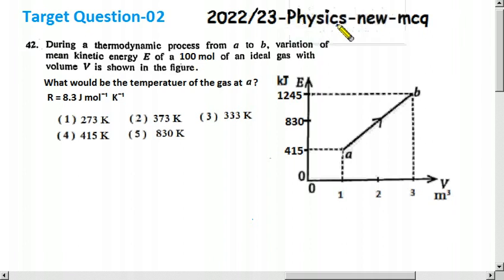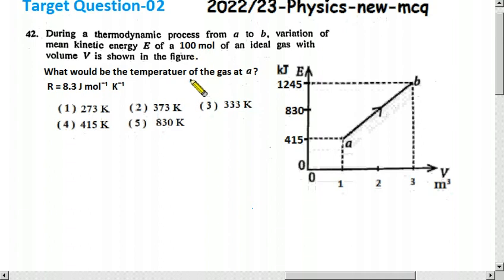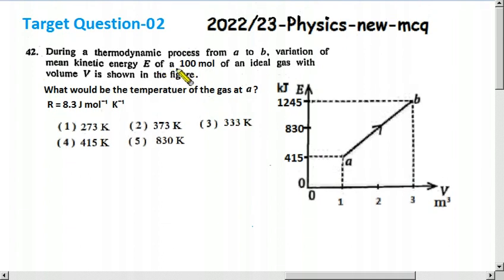Children, since you have paused the video, now I am going to start. So in this question, they have taken 100 mole. So N is 100 mole. What they ask is, what would be the temperature at point A? Point A is this one. So here the temperature is what we have to find out.